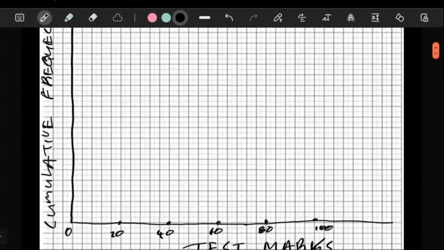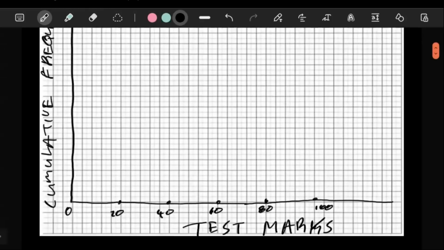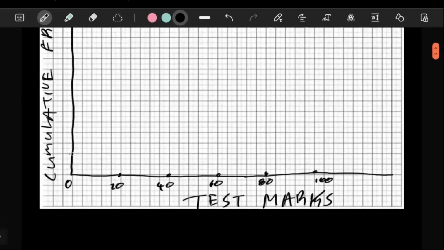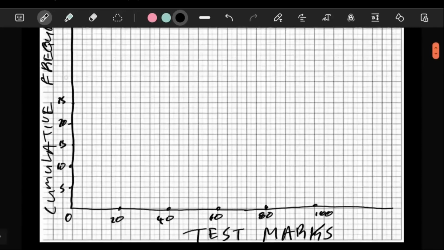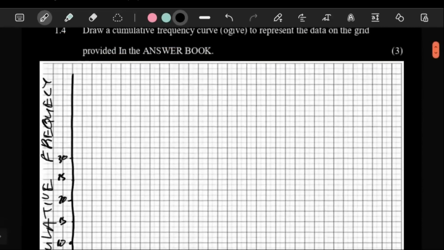So going up, we know that we have to end up at around 40. So we may need to go up in 5s. Let's see, 5, 10, 15, 20, 25, 30. Let's just make it 5s. 5, 10, 15, 20, 25, 30, 35, 40, 45. There we go.